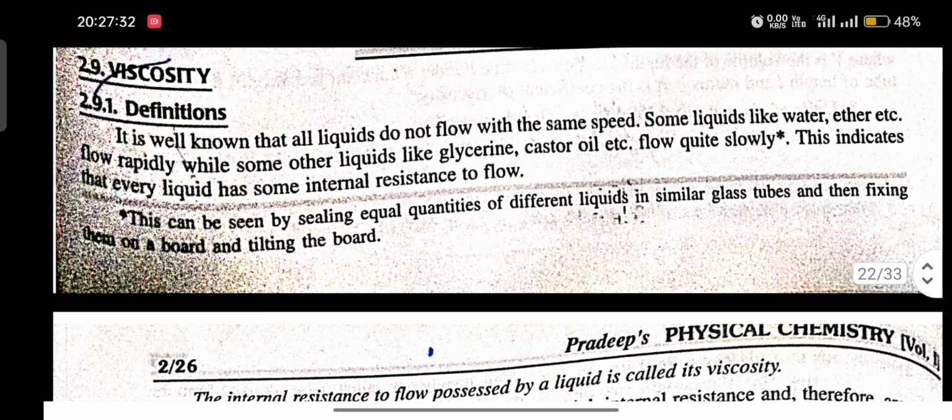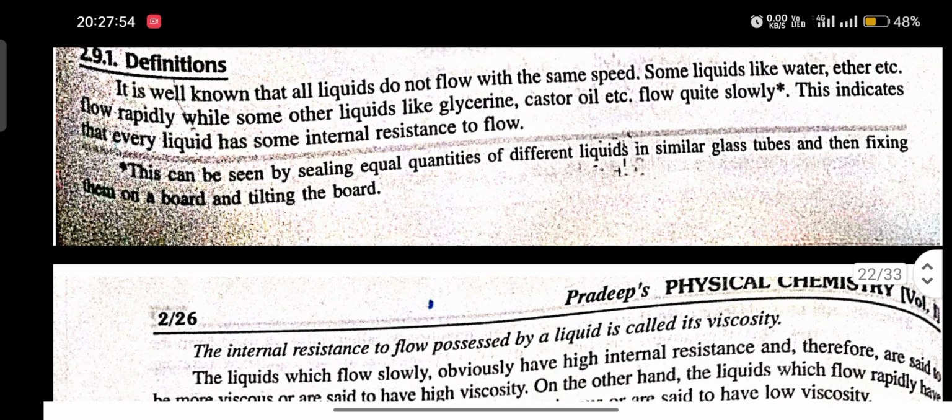Third part of gaseous state, viscosity. It is well known that all liquids do not flow with the same speed. Some liquids like water, ether, etc. flow rapidly, while some other liquids like glycerin, castor oil, etc. flow quite slowly. This indicates that every liquid has some internal resistance to flow.